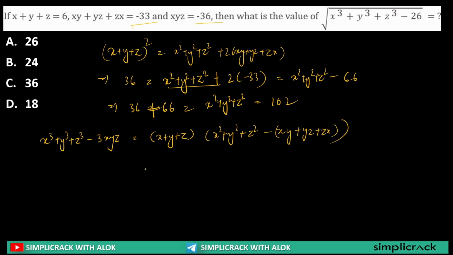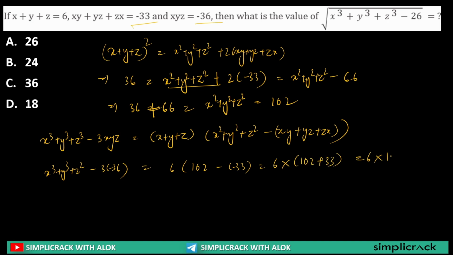So this is the formula. Now we have to put the values. x cube plus y cube plus z cube minus 3xyz is equal to what? xyz is equal to minus 36, so 3 into minus 36. x square plus y square plus z square is equal to 102, minus this one is equal to minus 33, or I can say 6 into 102 plus 33, 6 into 135.